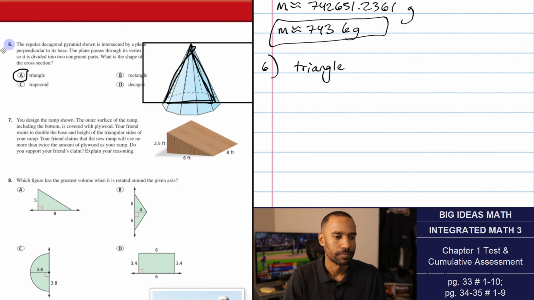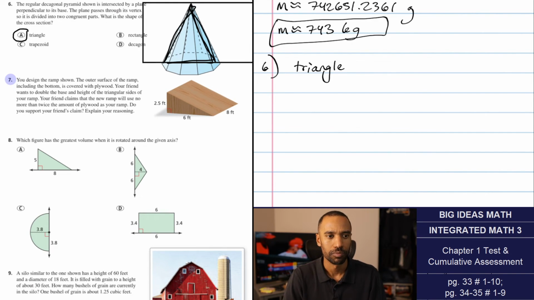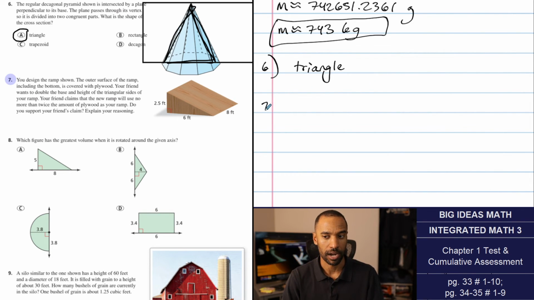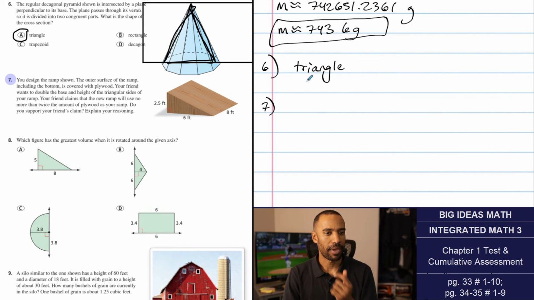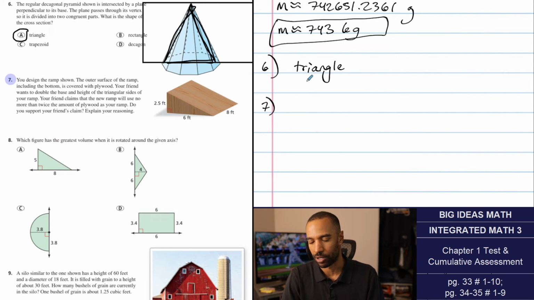Number 7. You designed the ramp shown. The outer surface of the ramp, including the bottom, is covered with plywood, so the bottom is covered. Your friend wants to double the base and height of the triangular sides of your ramp. Your friend claims the new ramp will use no more than twice the amount of plywood as your ramp. Do you support your friend's claim? Explain your reasoning.